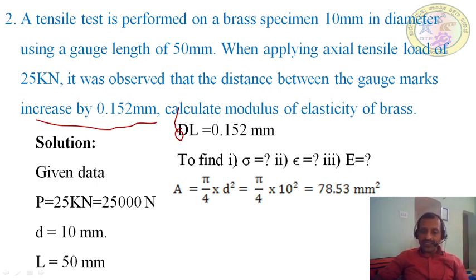So to find the stress, sigma is equal to P by A. So now the area A is required here. So area is pi by 4 into d square. That is equal to pi by 4 into 10 square, which is equal to 78.53 mm square. That is the area.